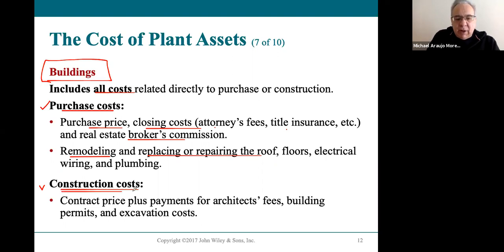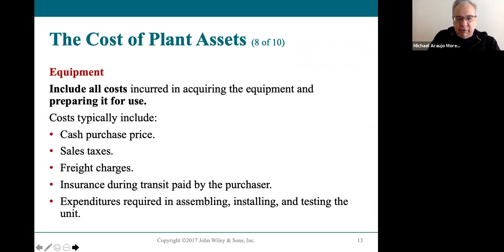All of those are part of the cost of the building, to construct it. So lots going on in the buildings account when you actually look at it. The equipment account is also part of PPE. It's a very important asset.